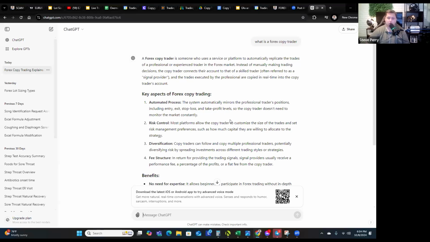You could connect your account to the third party service, and whenever the professional trader or the signal provider takes a trade, that automatically and immediately gets taken in the other person's account. So you're basically taking the same trades as the professional, which is really, really cool. So you don't necessarily even have to know a lot about trading to copy trade somebody else's copy trader.